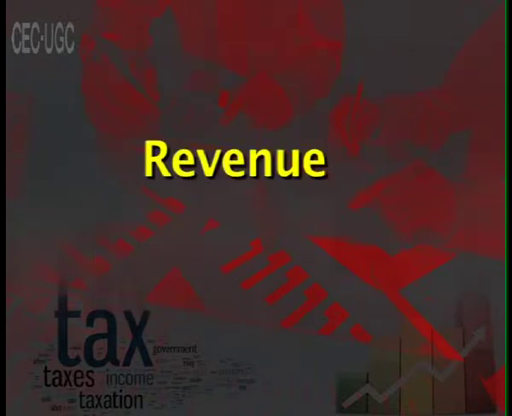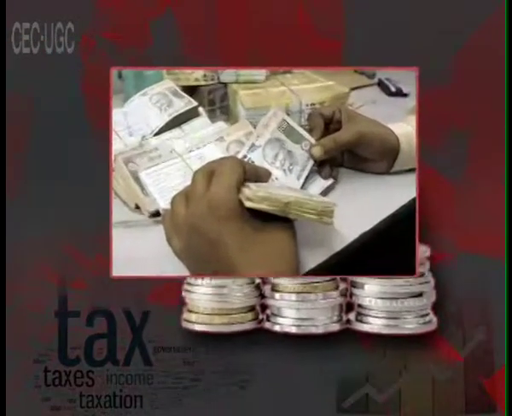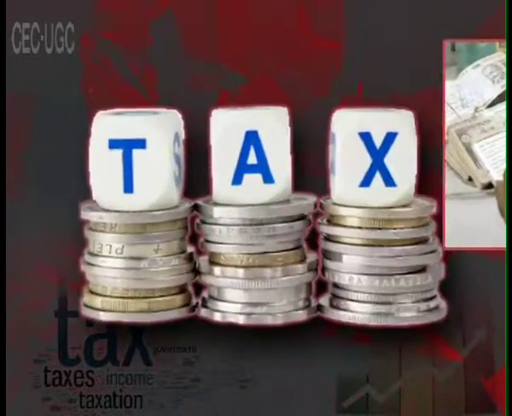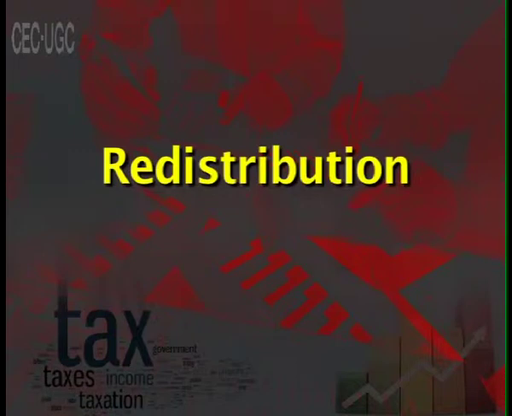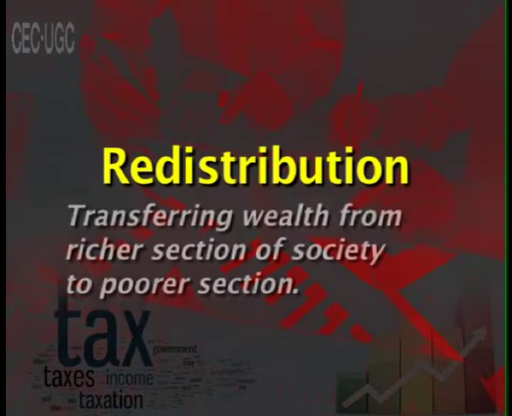The first is revenue, as I have been mentioning. Revenue means the taxes raise money to spend on welfare. It is the most widely known function of taxation. The second is redistribution. Normally this means transferring wealth from the richer section of society to the poorer section.